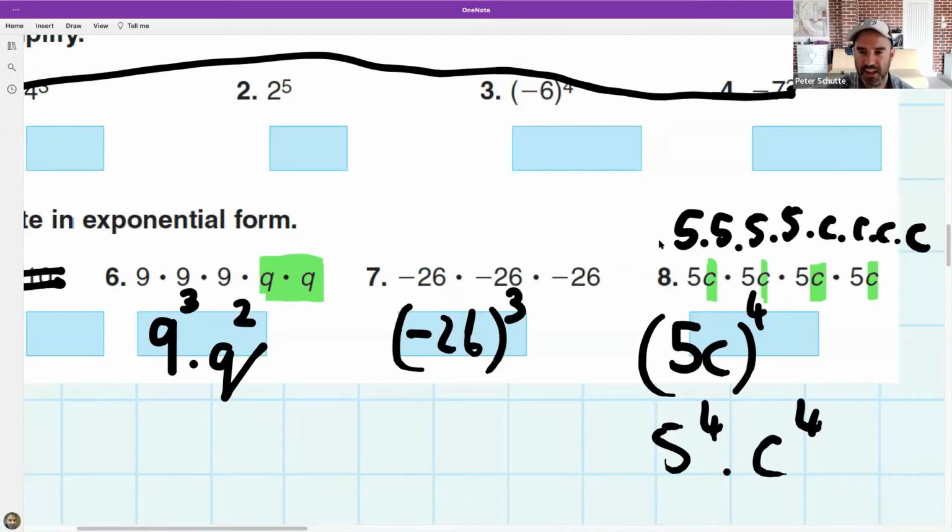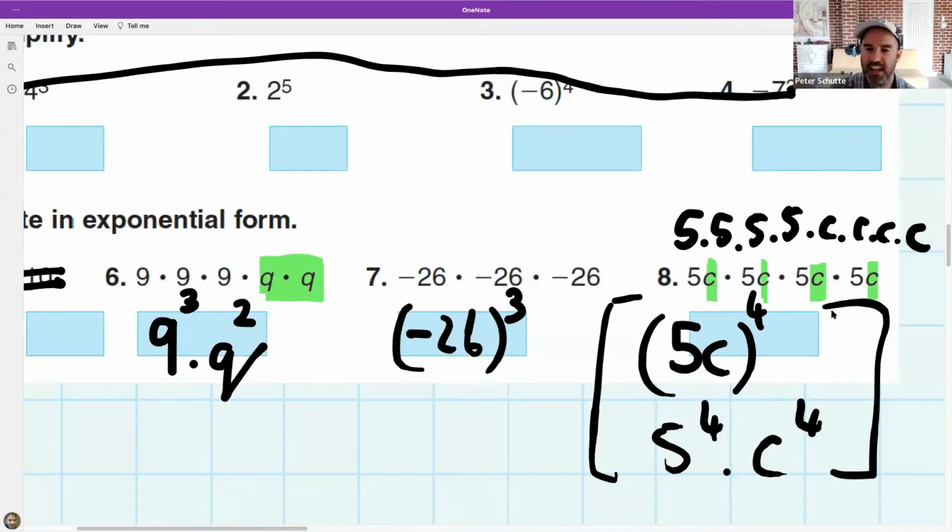Because in multiplication, the order doesn't matter. And so you could have written it in either of these ways. And I know that sounds a bit strange now, but I just want to point that out to you because later on it will make a bit more sense.